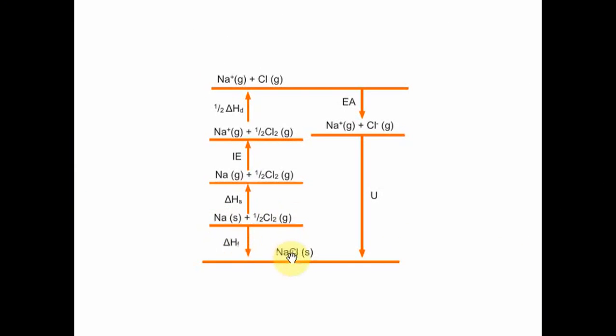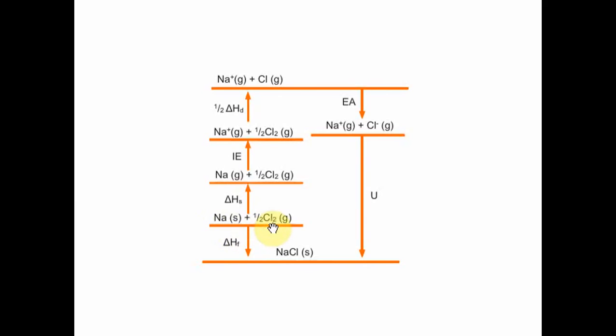The formation of the sodium chloride that we showed through this single step actually consists of various intermediate steps. As we discussed, solid sodium and half of chlorine molecule combine to form sodium chloride, which is again a solid, and the enthalpy of this reaction is equal to the enthalpy of formation of sodium chloride. Let's see what all intermediate steps are involved in this reaction.